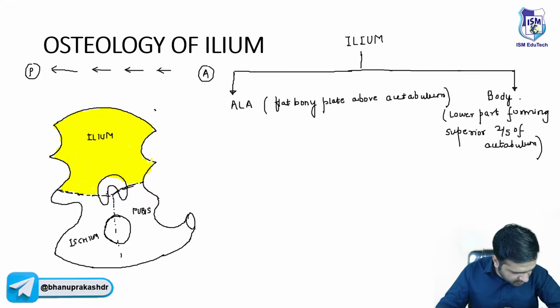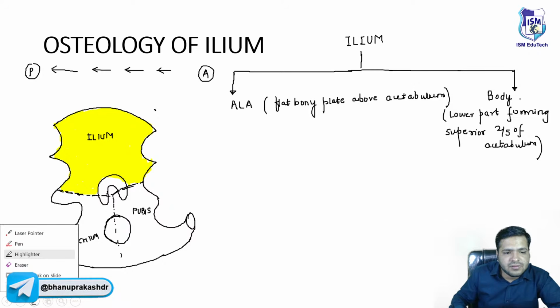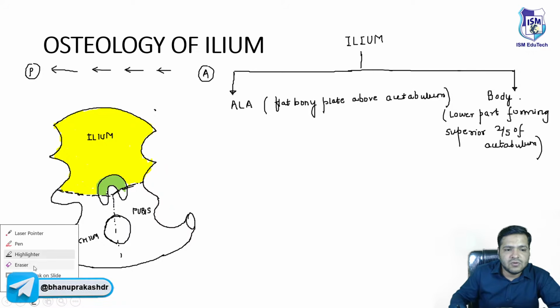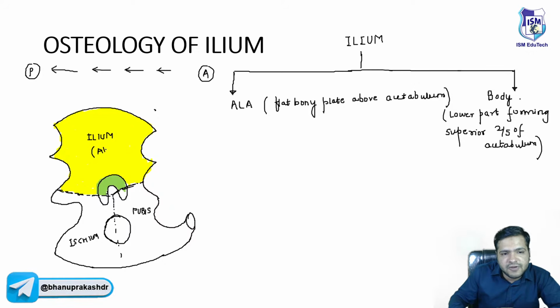And remember, beta, this is the acetabulum. And the upper 2/5 part of the acetabulum is referred to as the body of the ilium. It is the superior 2/5 part of the acetabulum. So in totality, you have to remember, this is the ala of the ilium, the wings of the ilium, and this is the body of the ilium.